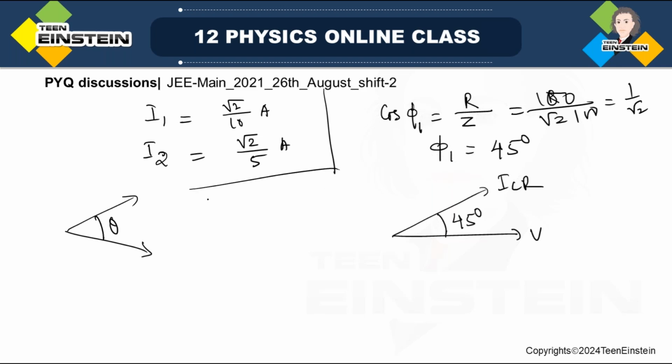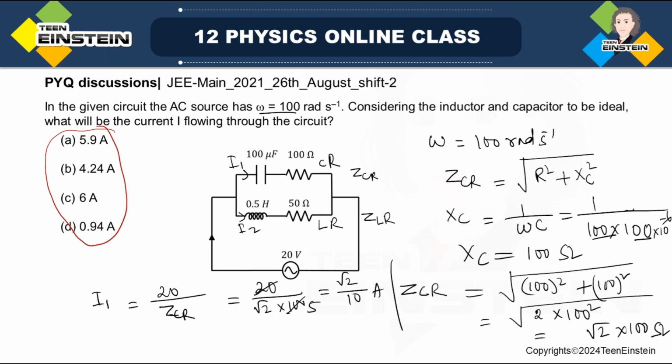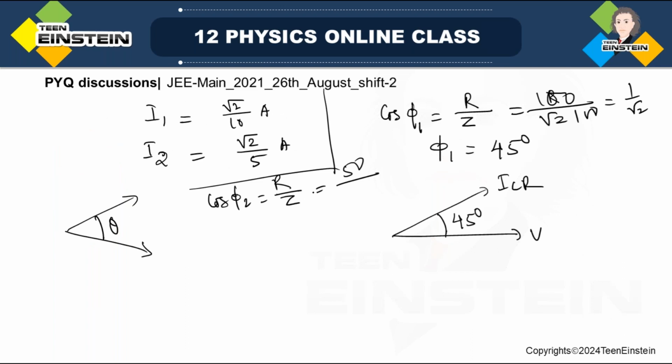Now similarly I can find out phi 2. So cos phi 2 will be R by Z. Here R is actually 50, and Z is again how much? Z was root 2 into 50, right? So this 50 goes off. So this implies phi 2 is also 45-degree angle. So current in the LR circuit will be lagging behind by 45 degrees.